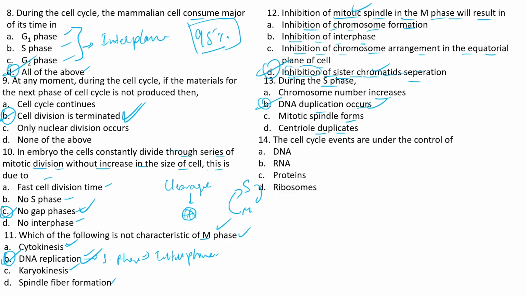The next one: the cell cycle events are under the control of DNA, RNA, proteins, or ribosomes. It's an easy question. It is mainly your DNA. It's a genetically controlled process.